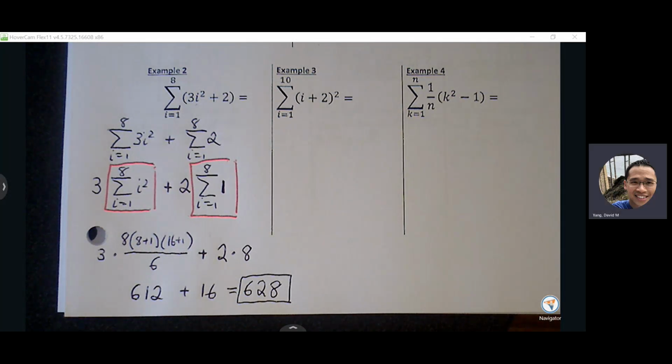Okay, don't worry about the fact that these are big numbers here. It's the process that's more important. Okay, any questions with 2?